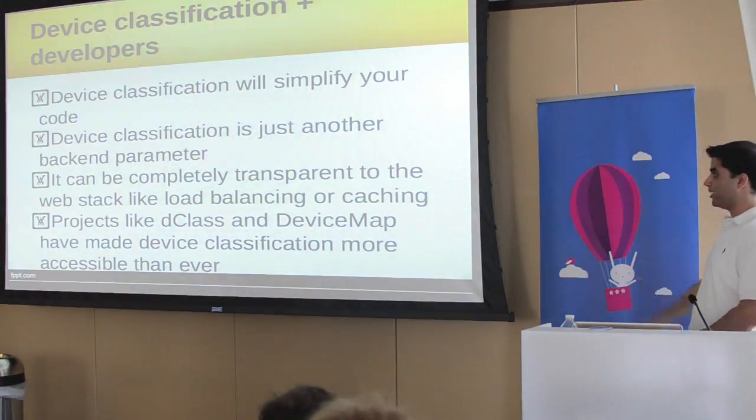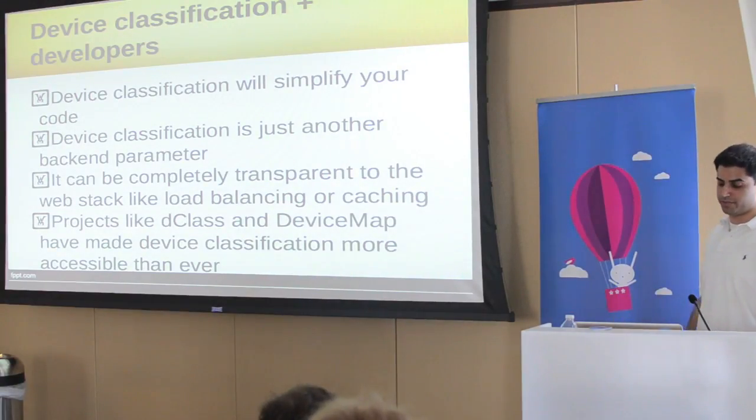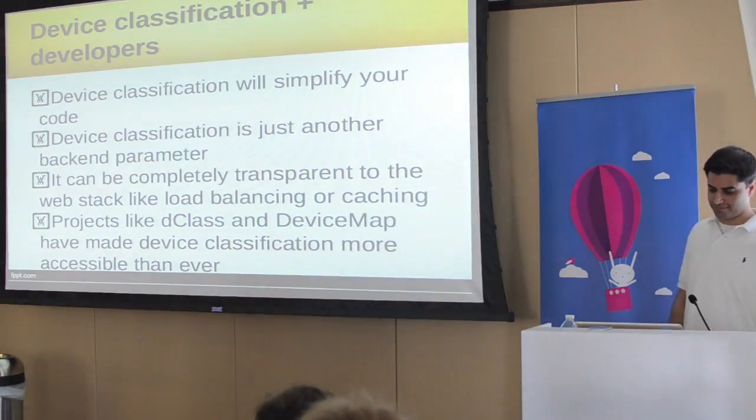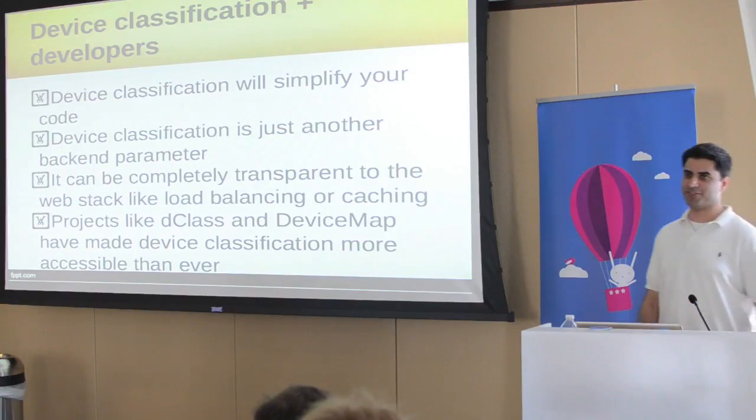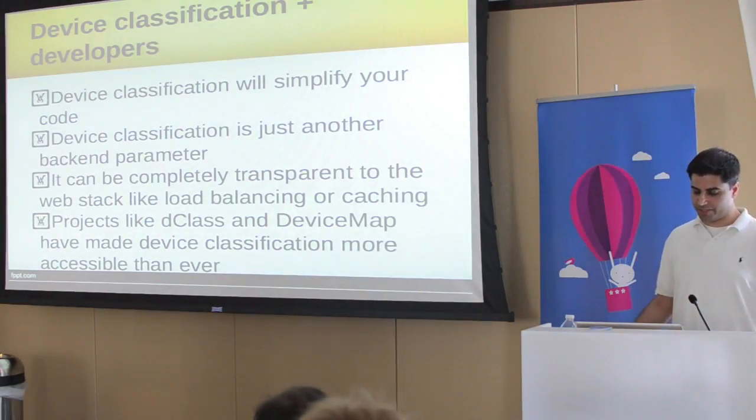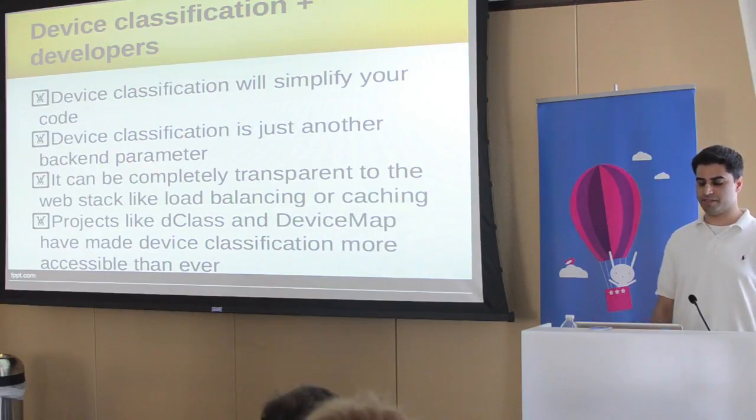Device classification is just another backend parameter, just like on the front end. It could be a front end parameter as well. It's completely transparent to the web stack. Meaning it works with Java, works with Ruby, works with Python, PHP. And it's transparent, kind of like load balancing and caching. The developer doesn't have to worry about who's doing this or how do I get it. It's just provided. And projects like dClass and Device Map have made device classification more accessible than ever. So before, it was hard to do this. Now it's easy.